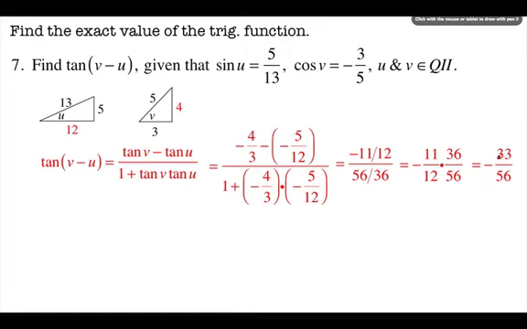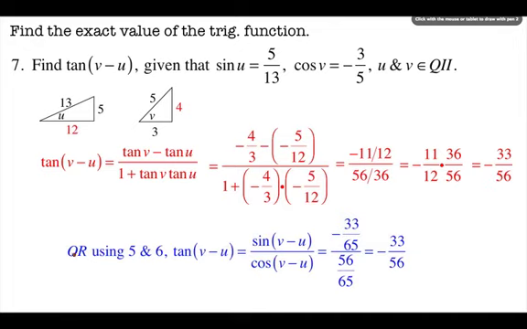Now, is there another way of doing this problem? Of course there is, and this is the other way of doing this problem. This is the OR, using 5 and 6. Notice that you're computing tangent of v minus u. Tangent of v minus u, if you use the quotient identities, is the same thing as sine of v minus u over cosine of v minus u.